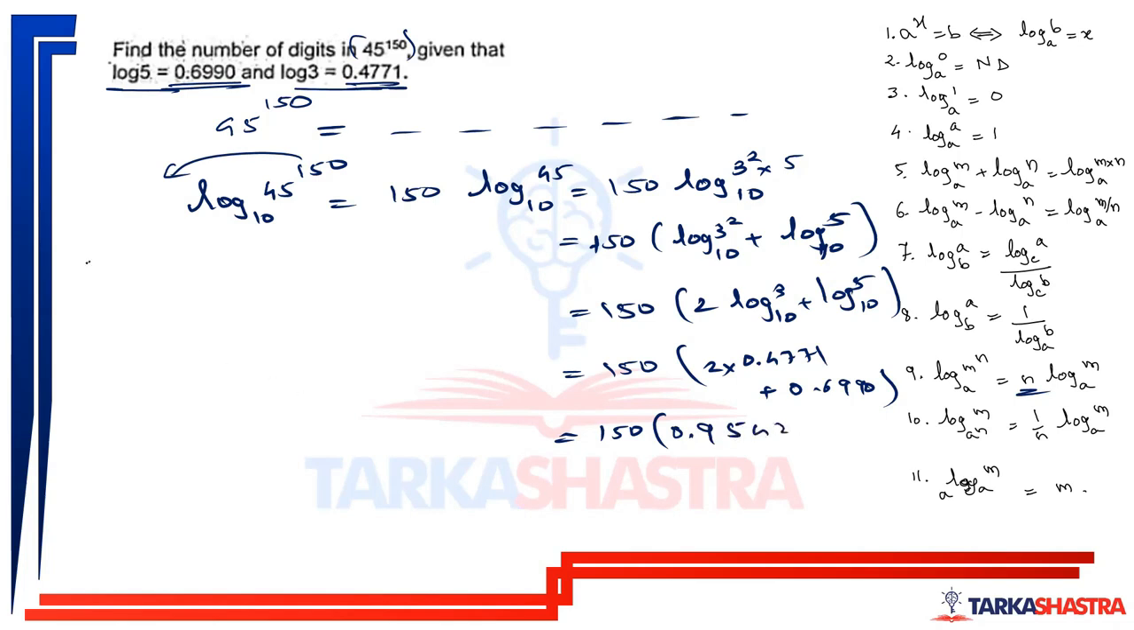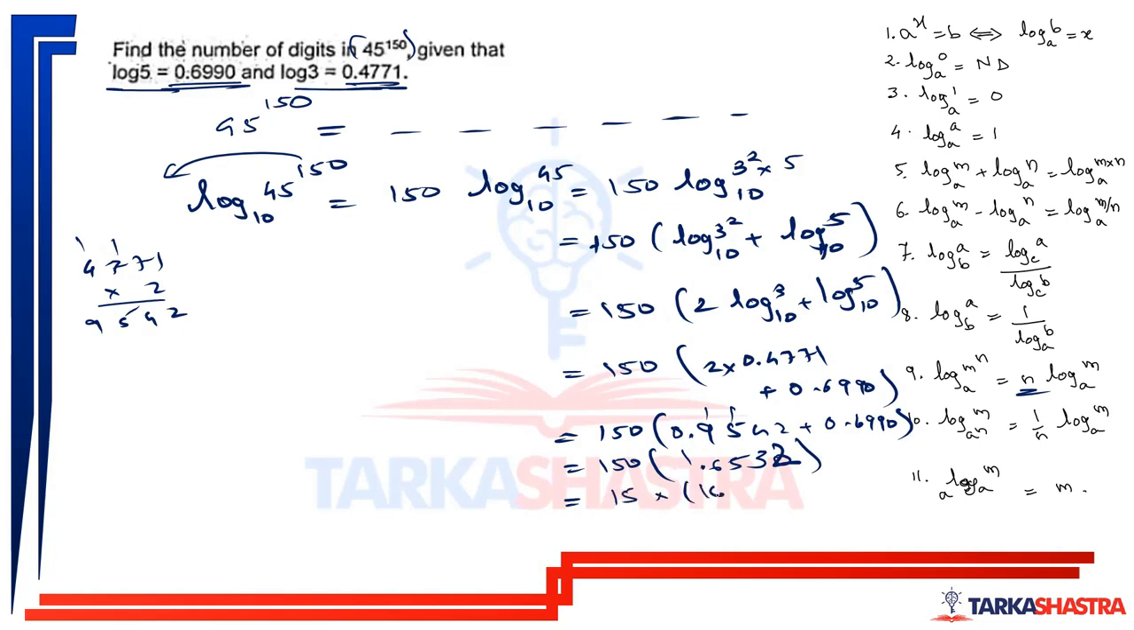Okay, let us try to multiply 4771 into 2. This gives 954, so 0.954 plus 0.6990, which is 150 into, how much is this? Base is 0, then this is 2, 13 with 1 carry, 15 with 1 carry, 6 with 1 carry, so 1.6532. Now, which is 15 into 16.532.